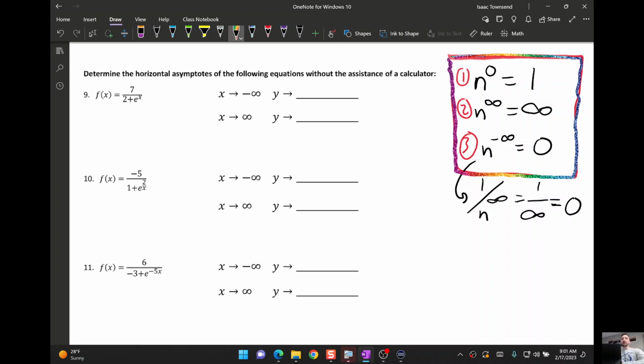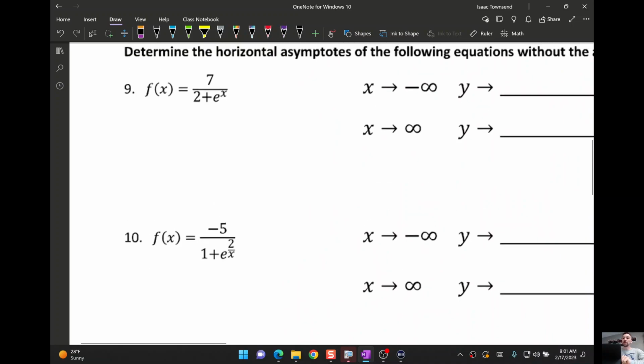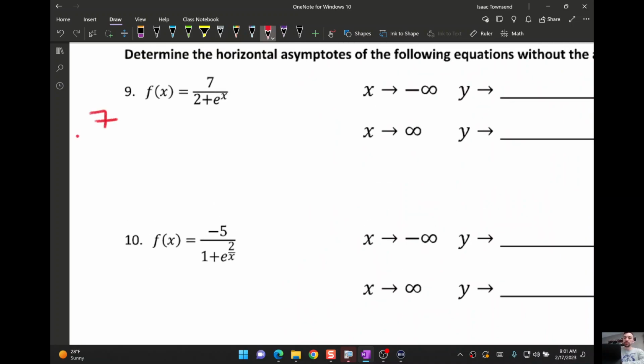Okay, so on to the actual questions now. Number 9, what I want to know about this graph without graphing it is what y value does it approach as the x values head to the left forever, and what y value does it approach as the x values head to the right forever. So the first thing you should do is just go ahead and plug this in. So pick one of them to work with. I'm going to do negative infinity first. Just put negative infinity in place of x.